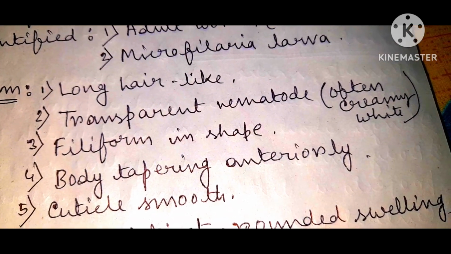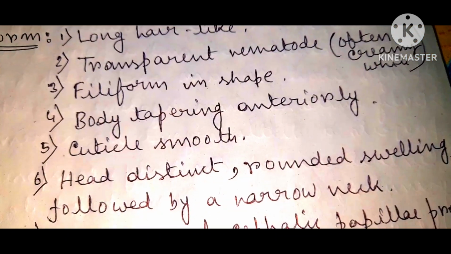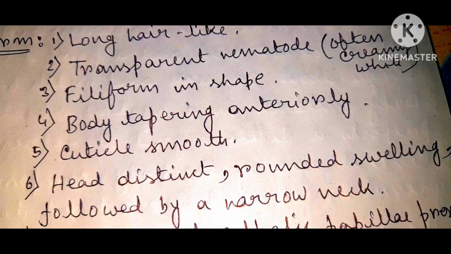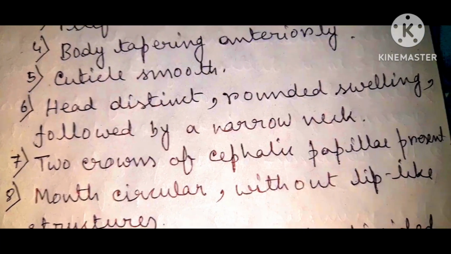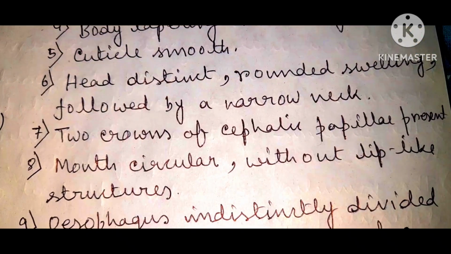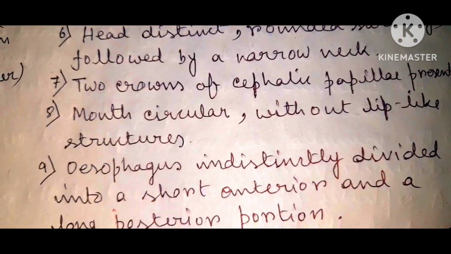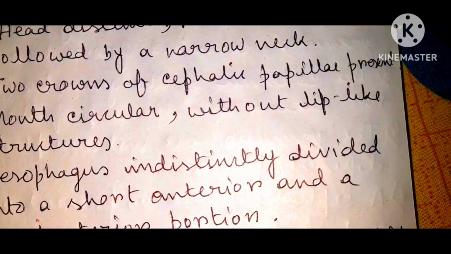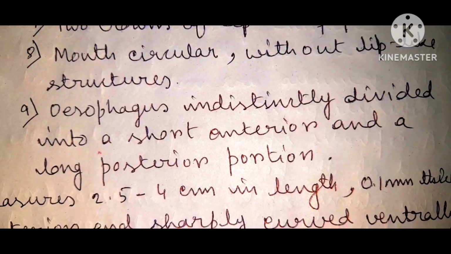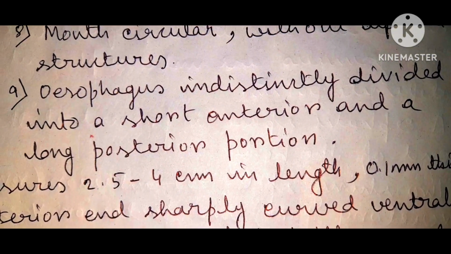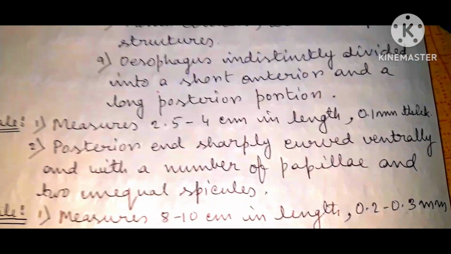Number 1. Long hair-like, transparent nematode, often creamy white, filiform in shape, body tapering anteriorly, cuticle smooth, head distinct, a rounded swelling followed by a narrow neck. Two crowns of cephalic papillae present, mouth circular without lip-like structures, esophagus indistinctly divided into a short anterior and a long posterior portion. Now come to male characters.